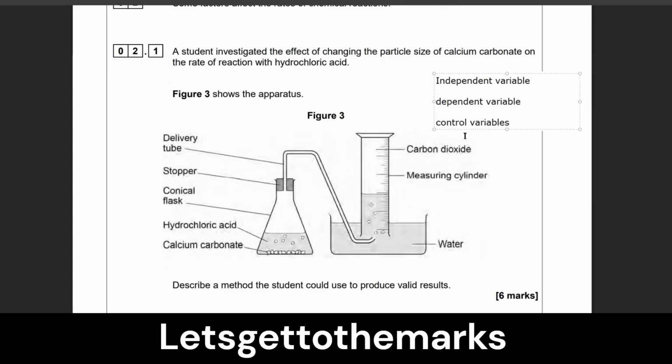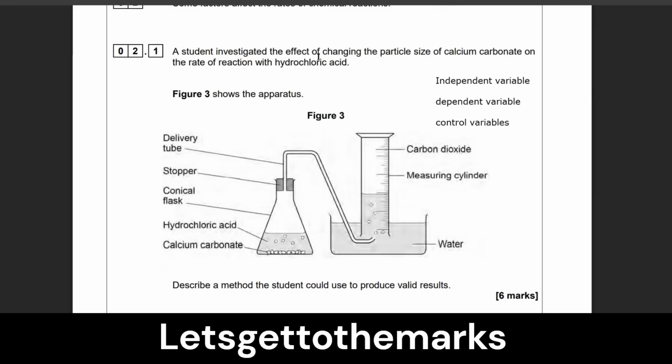Now, what I suggest is that you have a look at what they're doing here. You decide what is going to be your independent variable, dependent variable, and control variables. You make a list of that. Pause the video, have a go on a bit of paper now, see if you can work out what the independent, dependent, and the control variables are, and then I'll go through the answer. Okay, right, I'm going to go through the answer now.